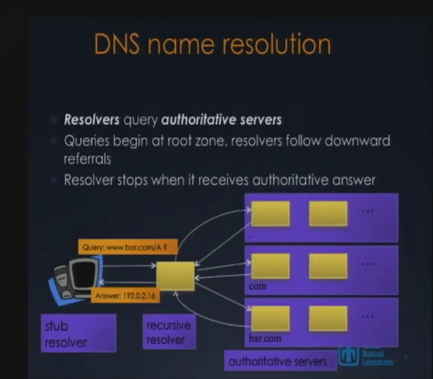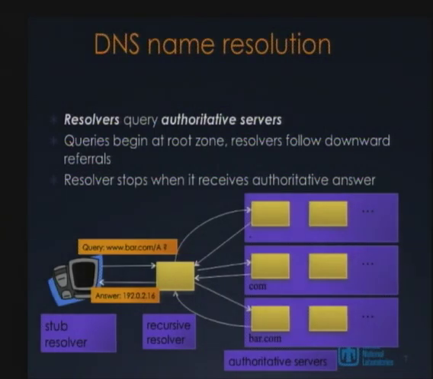Now, the way that name resolution works is that you have what we refer to as a resolver. In this case, two different roles of resolvers. There's the stub resolver, which queries a recursive resolver, and the recursive resolver is the one that's going to do all the work. The stub resolver is the one that you configure in your client, your computer, to go out and ask the question, and the recursive resolver is doing all the work. It starts at the top and follows referrals downwards in the hierarchy until it gets to a server that's authoritative for the zone in question, in this case, www.bar.com.